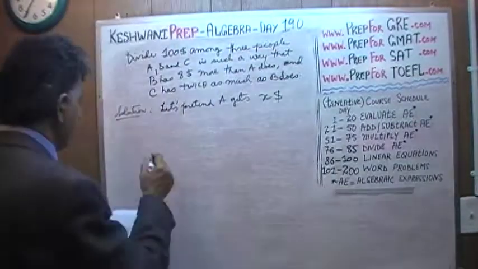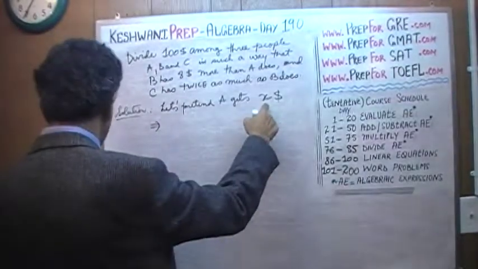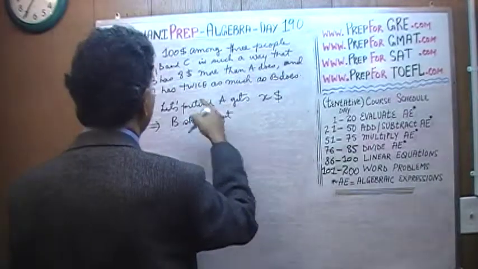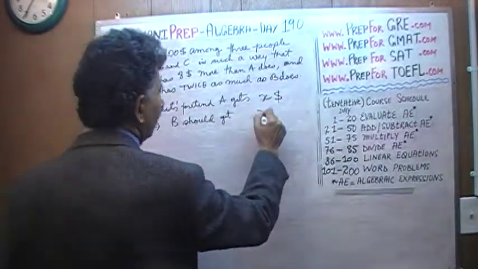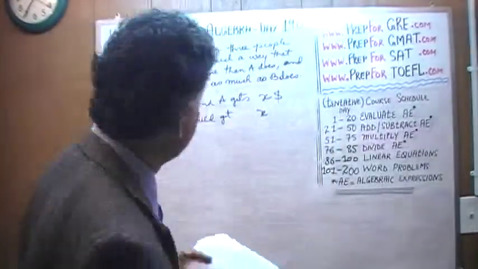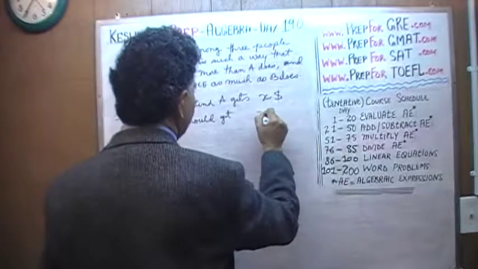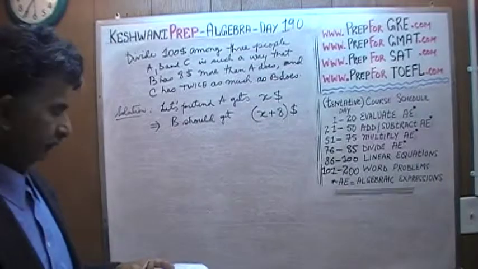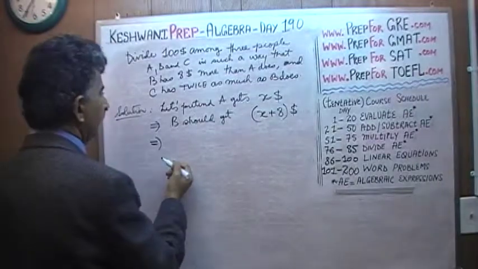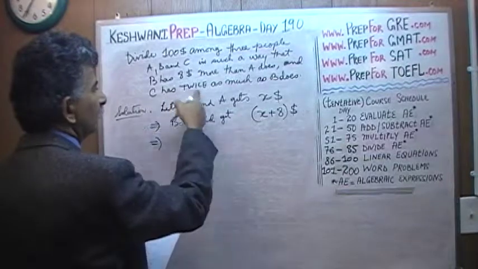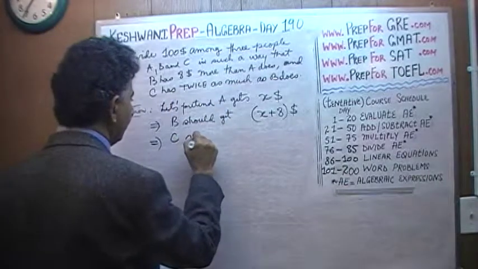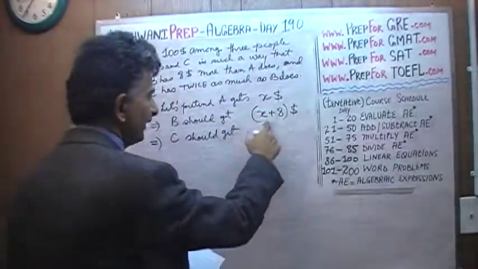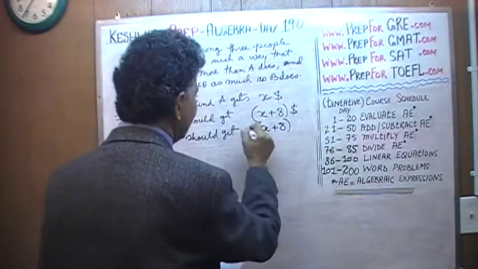So what would that imply? That would imply if A is getting X dollars, then B should get $8 more. So if A is getting X dollars, B should get whatever A is getting, which is X dollars and 8 more. That's it. X plus $8. And it also implies that C gets twice as much as B. So C should get whatever this guy is getting, X plus 8, times 2.